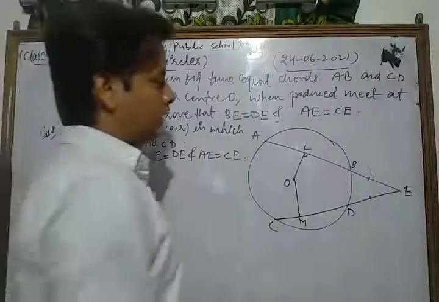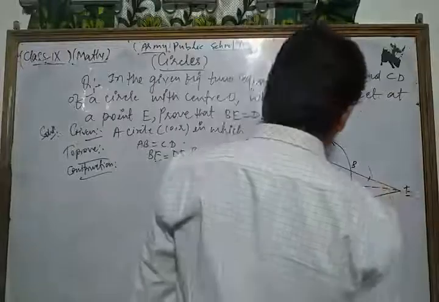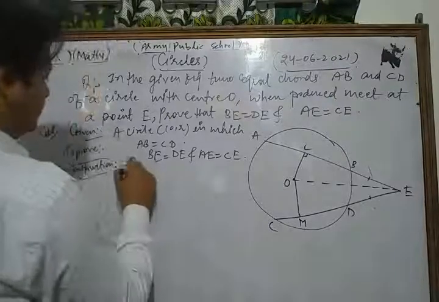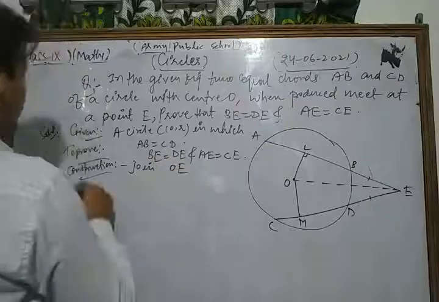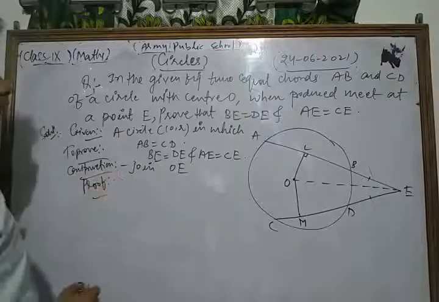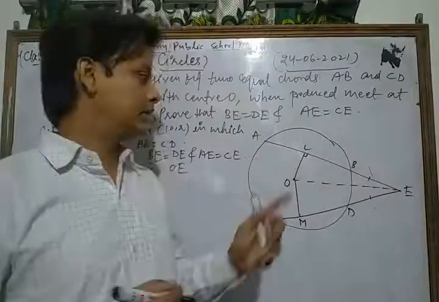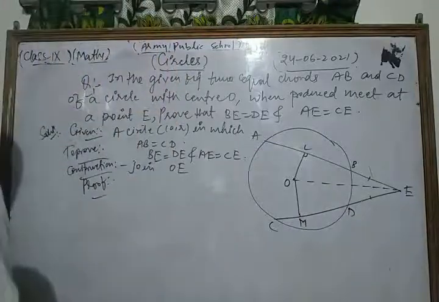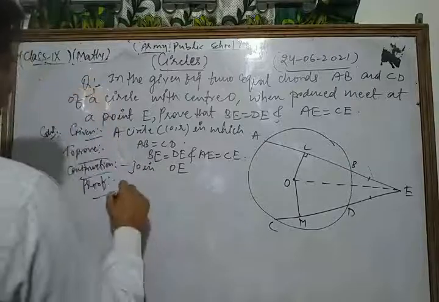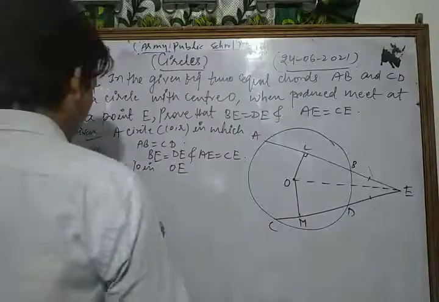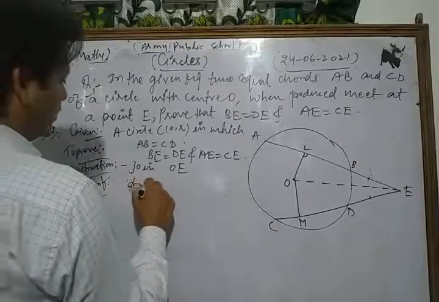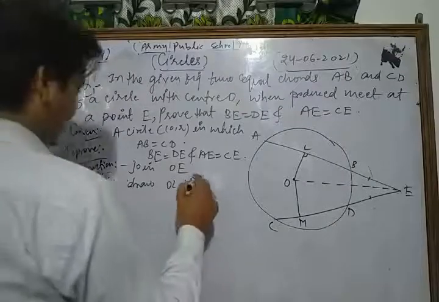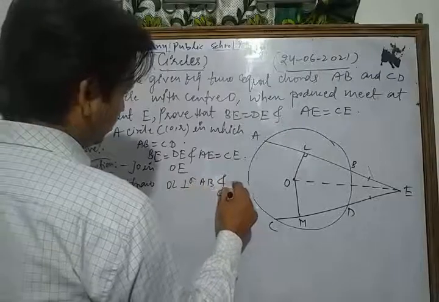Now for construction, we have to do some construction. We join OE. Now we write the proof. Dear student, you know very well that the perpendicular from the center to the chord bisects the chord, and here since the chords are equal, we draw OL perpendicular to AB or AE, and OM perpendicular to CD.